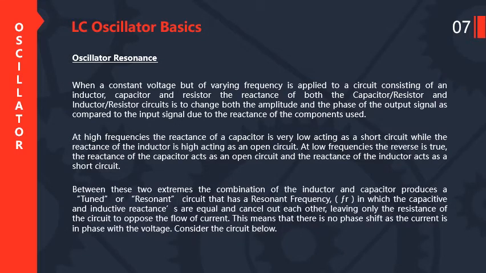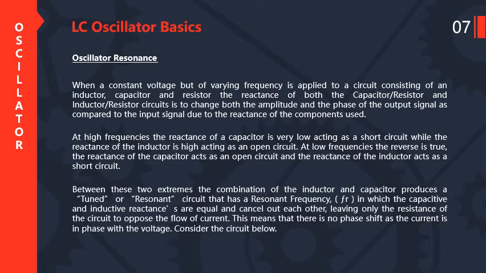Between these two extremes, the combination of the inductor and the capacitor produces a tuned or resonant circuit that has a resonance frequency Fr, in which the capacitive and inductive reactances are equal and cancel out each other, leaving only the resistance of the circuit to oppose the flow of current. This means that there is no phase shift as the current is in phase with the voltage. So when we have a resistive load, the voltage is always in the same phase as the current.